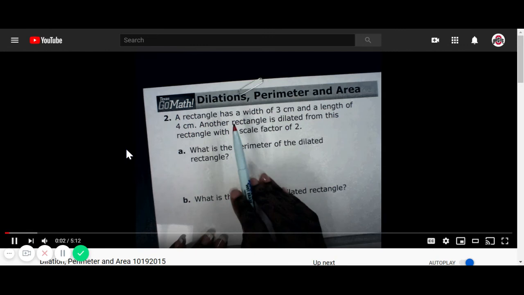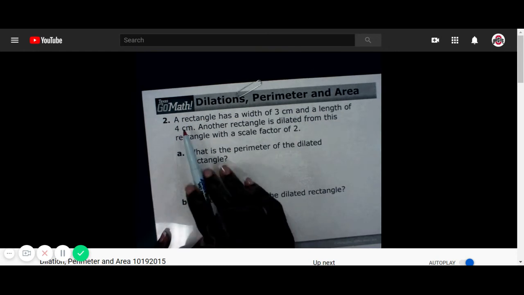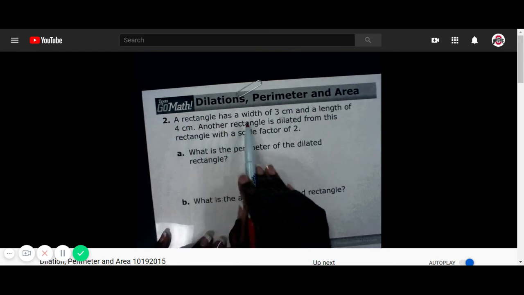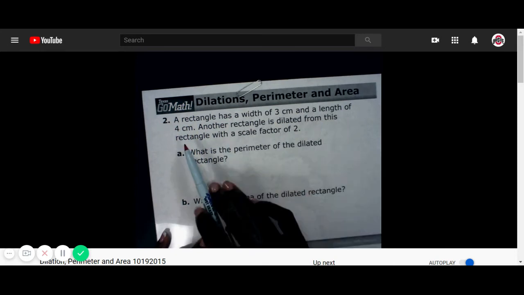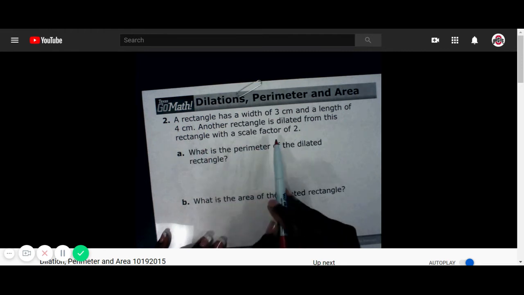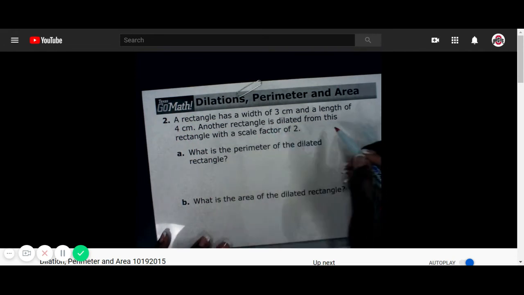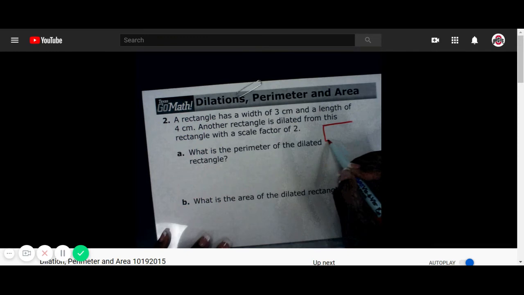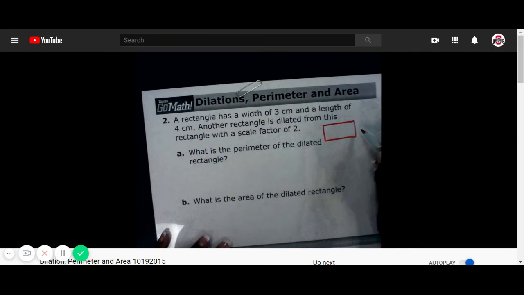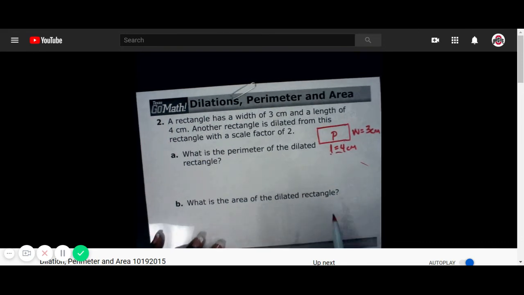Okay, so let's look at the effects of dilation on perimeter and area. So we'll start off by reading our example. We have a rectangle that has a width of 3 centimeters and a length of 4 centimeters. Another rectangle is dilated from this rectangle with a scale factor of 2. Okay, so this is giving us our pre-image. So let's go ahead and draw our rectangle. Our width is 3 centimeters. Our length is equal to 4 centimeters. So this is going to be our pre-image.